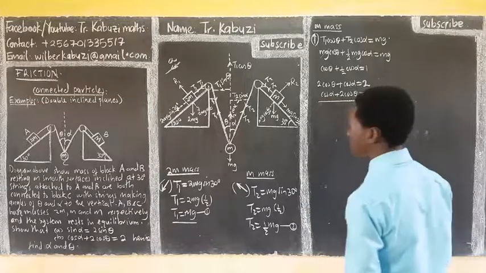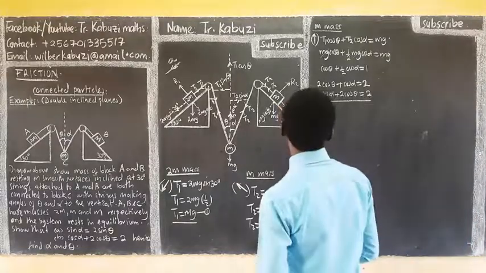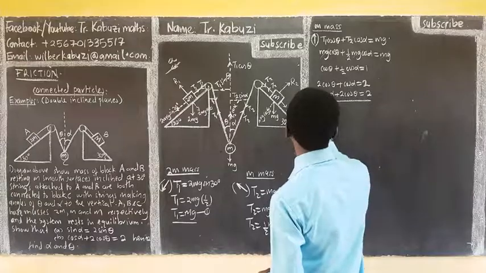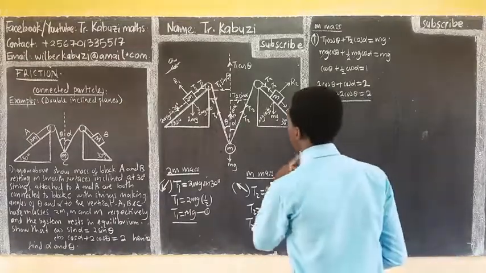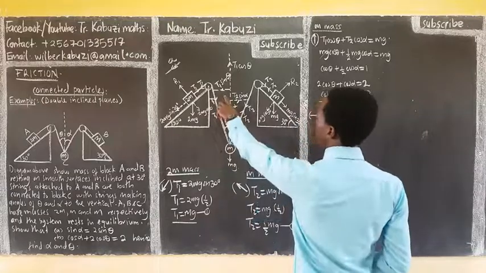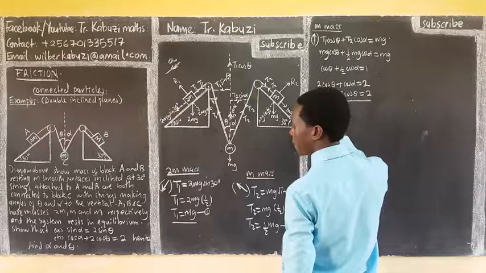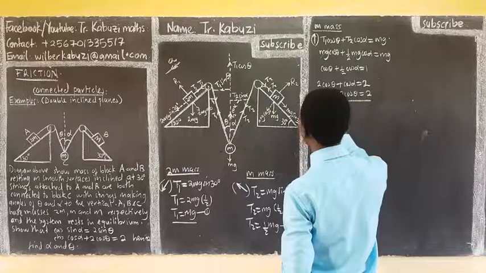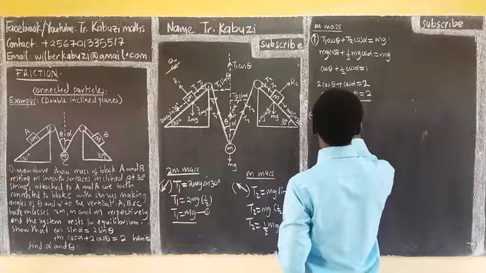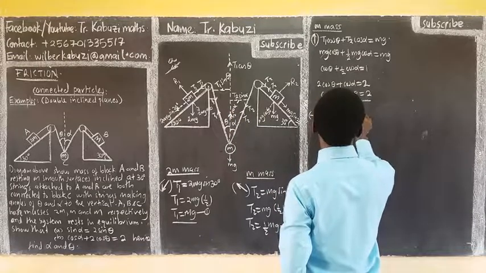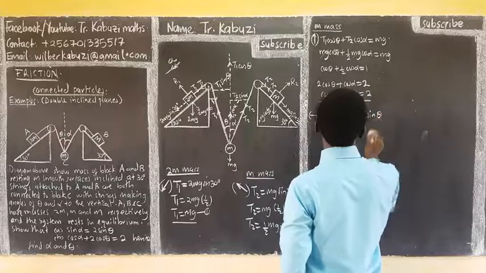Then let us prove the other one, part A. If you resolve in this direction, it means that this part is going to be equal to that. So T2 sine alpha will be equal to T1 sine theta.